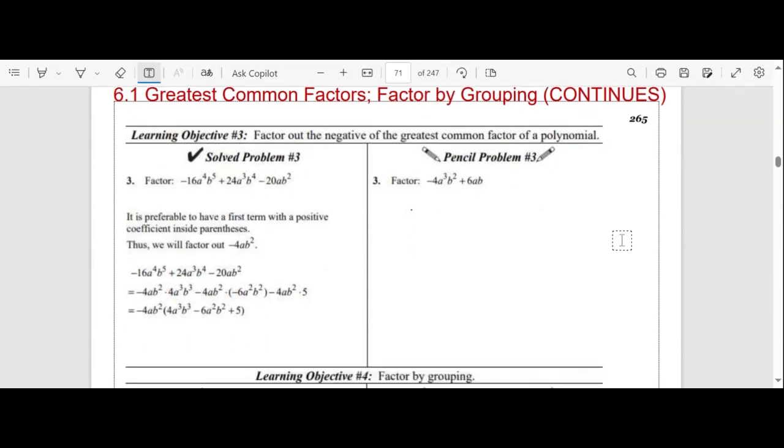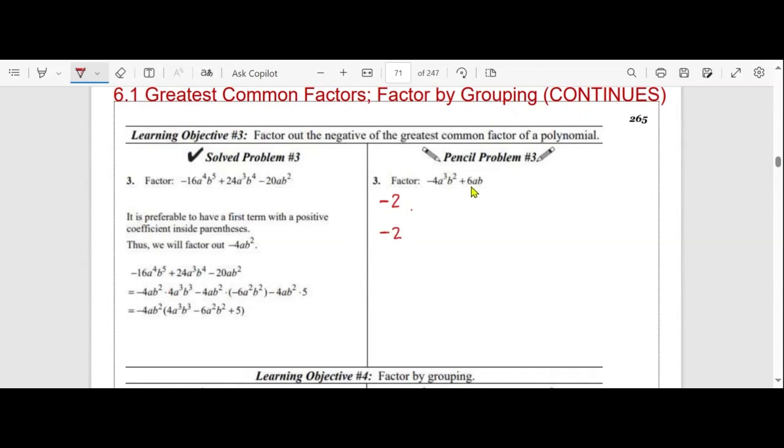6.1 greatest common factor. Factor by grouping. Continue. So take a look at the example on the right side here. I have, what do I have here? Negative 4 a cubed b squared plus 6ab. So do we have a common number here? Yes, the common number is negative 2.